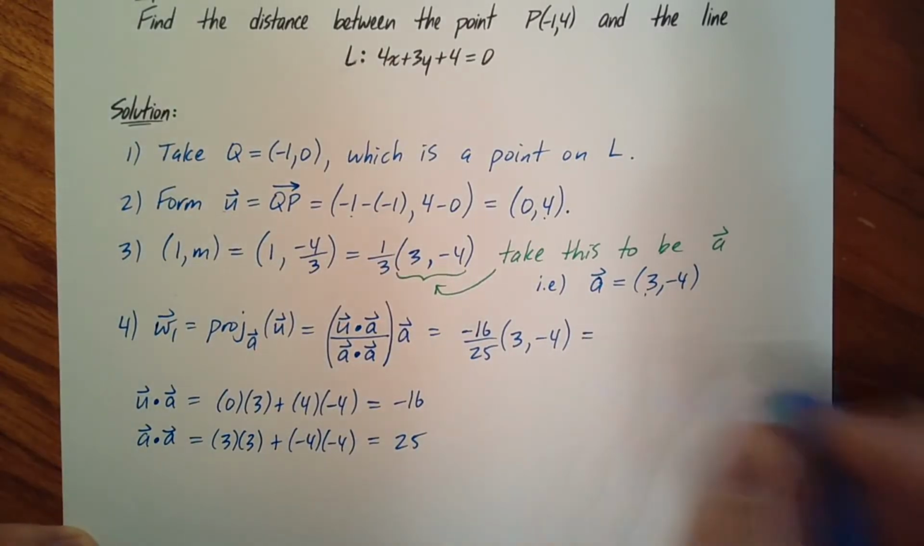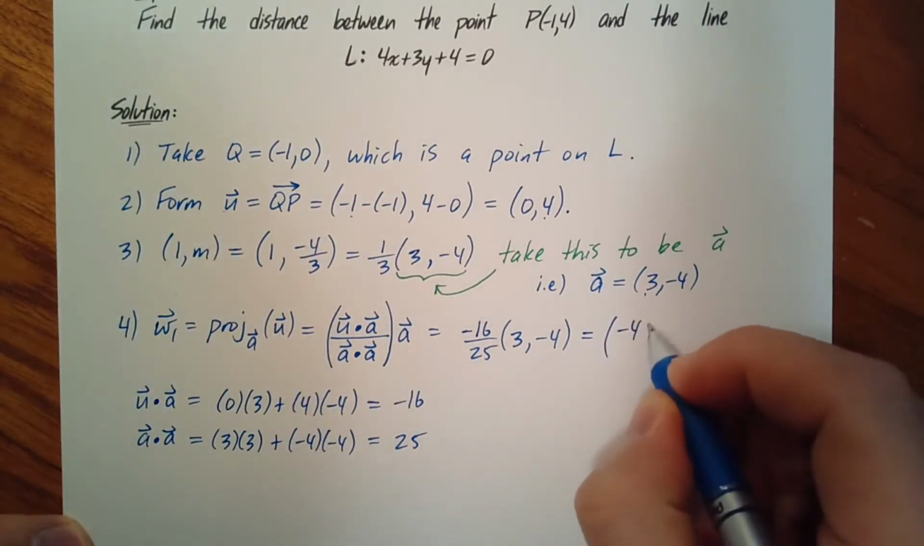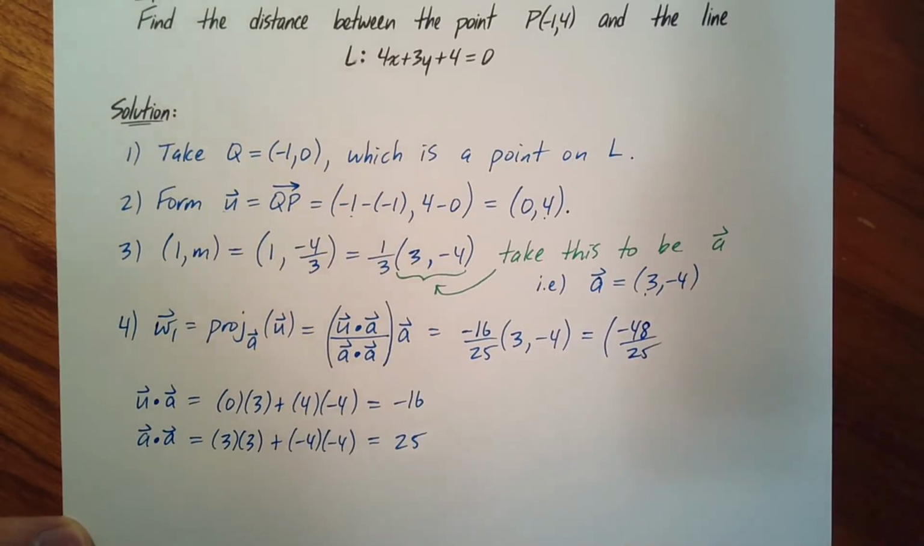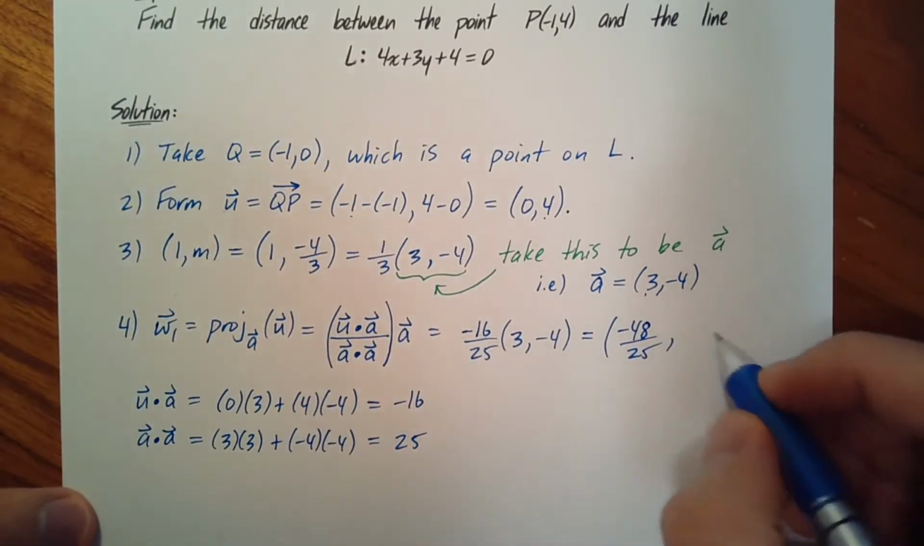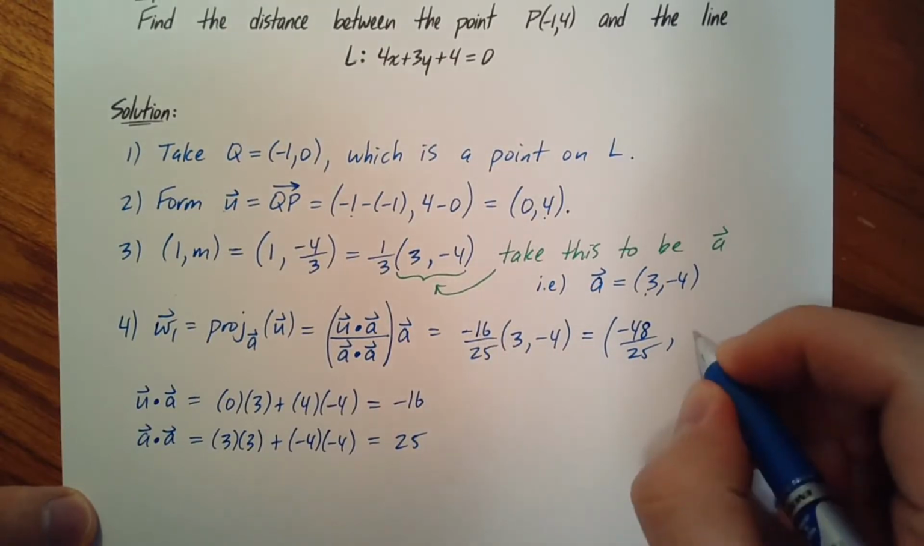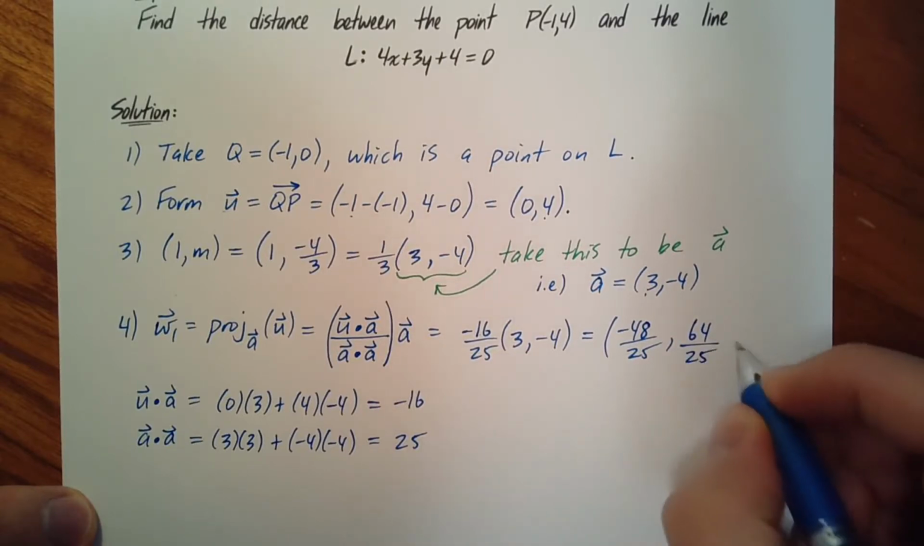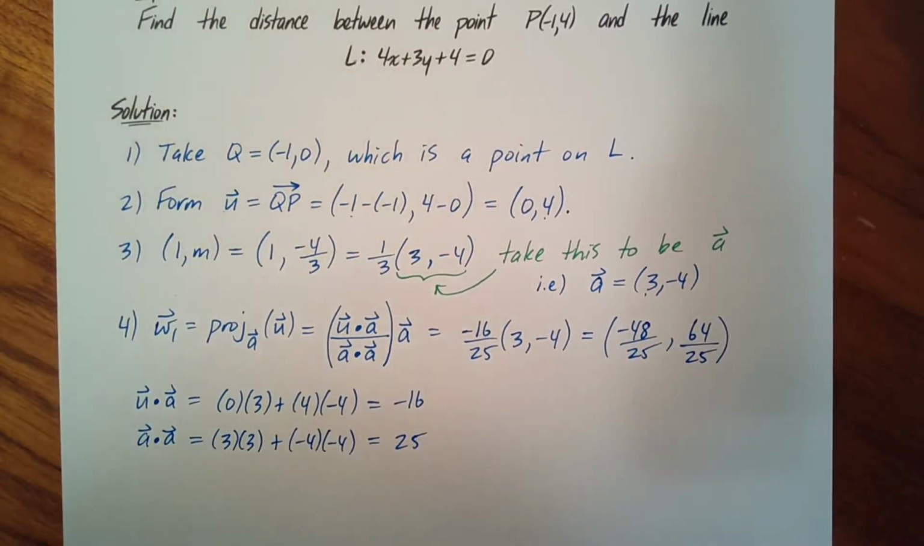So 3 times 16 is 48. So this is going to be negative 48 over 25. And then 4 times 16 is 64. They're both negative, negative 16 and negative 4, so we're going to get positive 64 divided by 25. So that's what we end up getting for W1.